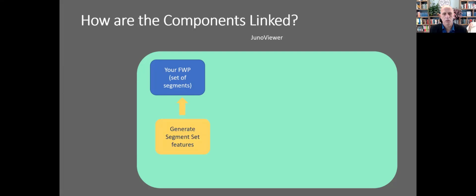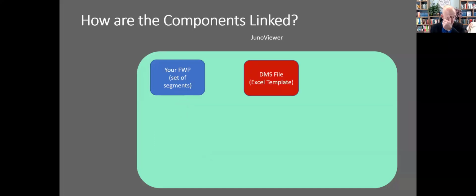Alternatively, you can use one of the features to generate segment sets, either just based on fixed length or by using uniform subsectioning tools. You can generate an empty ForwardWorks program into JunoViewer. The next component then is the vital DMS file, which is the Excel template that I've explained earlier. And the third component is the constraints and the setups that feed into your model. So these three components together comprise the model setup.